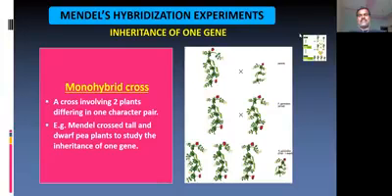To know the result, he selected a character called height of the plant. In that, one plant he selected is tall, same species, and one plant is short. You can see in the diagram where my mouse is moving. This is the tall plant. This is the dwarf plant, the smallest plant. Then he crossed between these two.